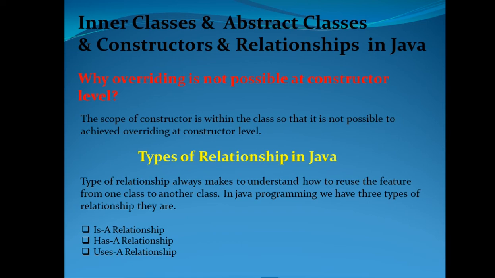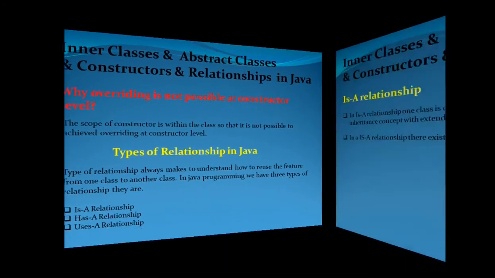Types of relationship in Java. This is the next topic we are going to discuss. Types of relationship help us understand how to reuse the features from one class in another class. In Java programming, we have three types of relationship: is-a relation, has-a relation, and uses-a relationship. Let's discuss these relationships one by one in the upcoming slides.